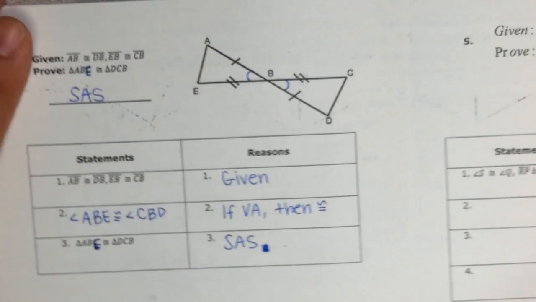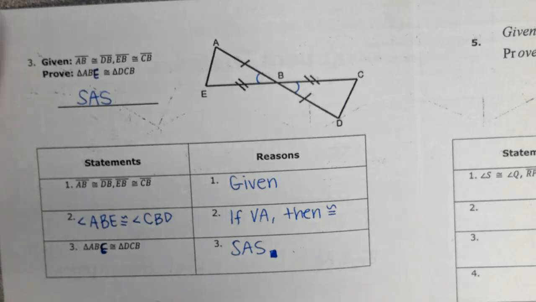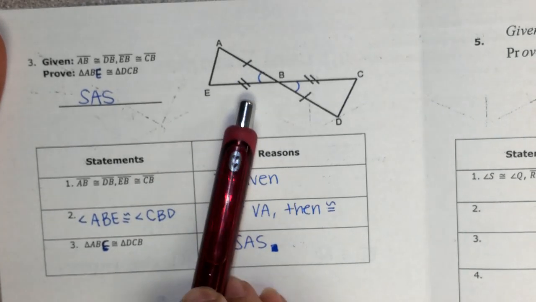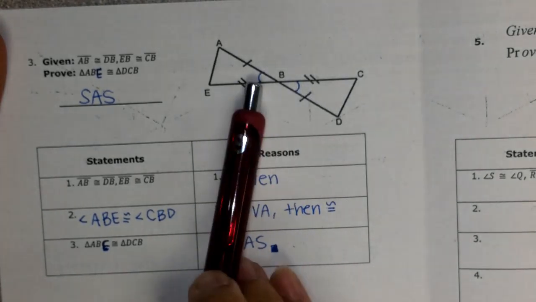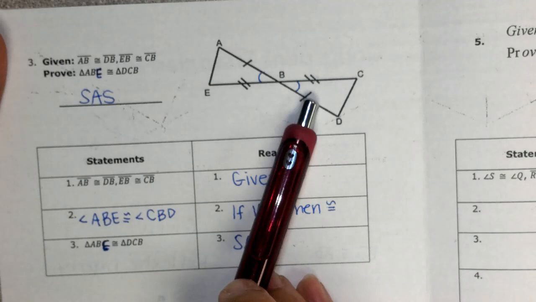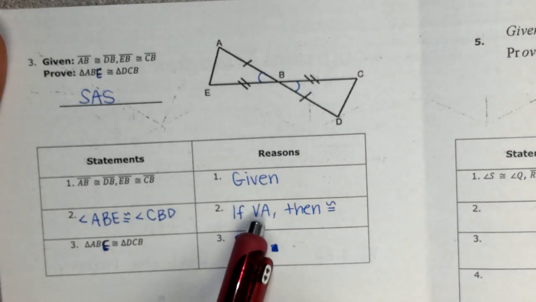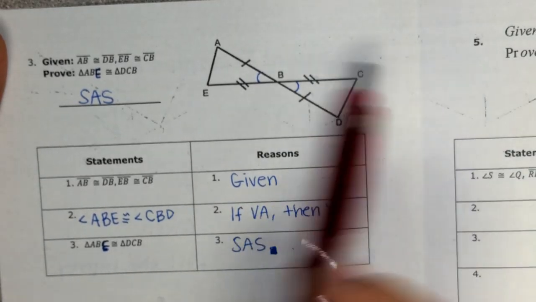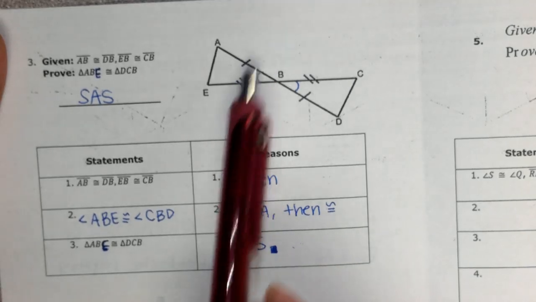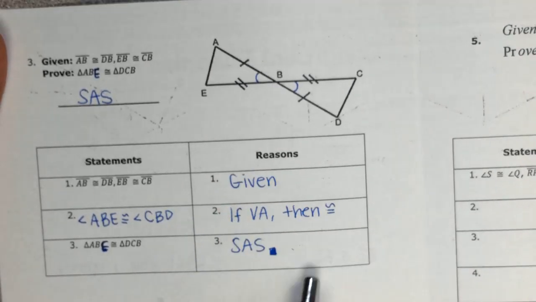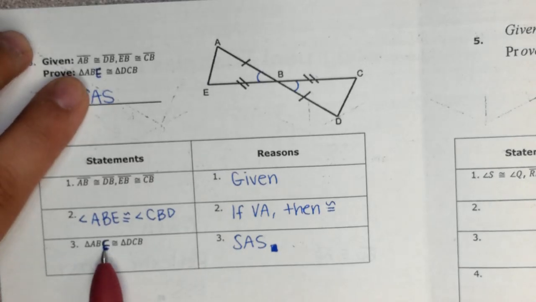All right. Last but not least, we did number 3. We started with given. What could we add to this picture? Angles. Why? Because they're vertical. So if vertical angles, then congruent. And then what did I have? 2 sides with an angle between. And we're done. And we changed that to E yesterday, right?